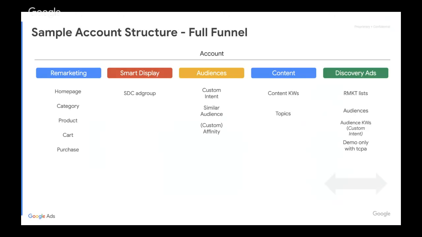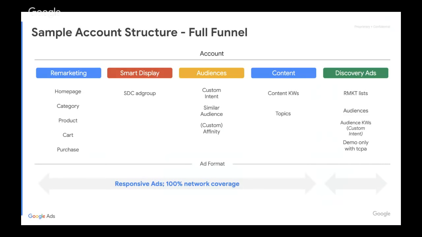Now, how do you go full funnel in terms of ad formats is most of what Julian talked about before. So you can target the remarketing, smart display, audiences, and content using the responsive ads. They cover 100% of the inventory. They can auto-optimize themselves to be shown on the tablet, on desktop, and on phone. And for discovery ads, we have this new ad format, which is called discovery ads itself, which is very similar to responsive ads. It also relies on assets, but it's different assets because we are optimizing for Gmail inventory, which is a little bit different from the rest of the inventory.